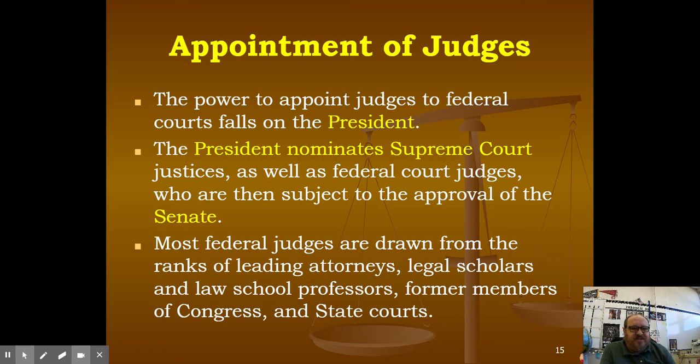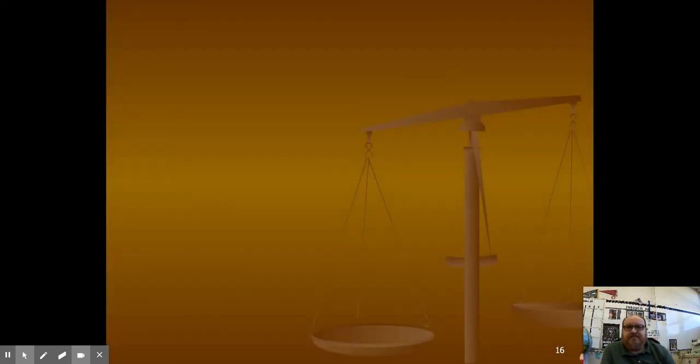The interesting thing is there are no qualifications in the Constitution for who can and cannot become a justice of the Supreme Court. No qualifications at all. So they just have to be approved by the Senate. The Senate does have some informal qualifications that they look for. Other than that, that's it.